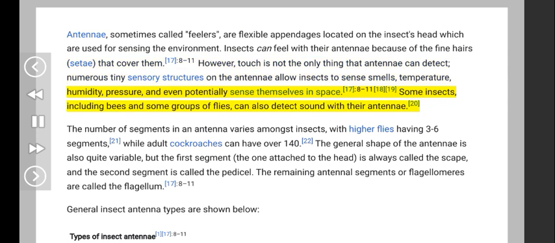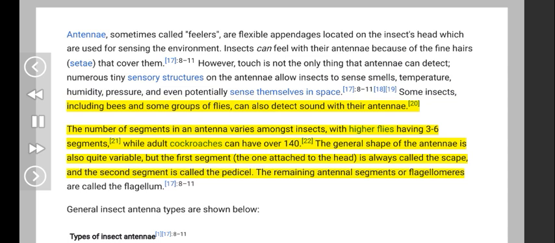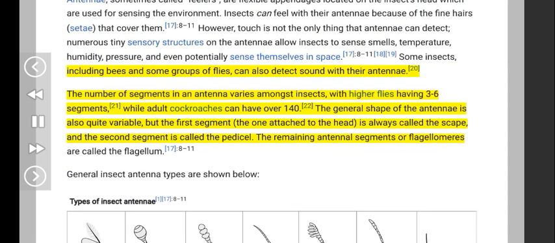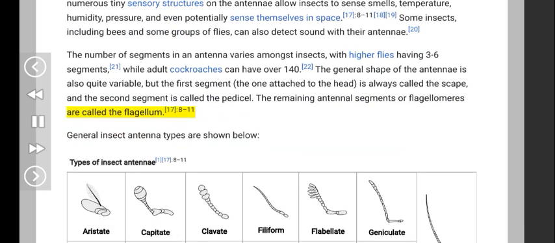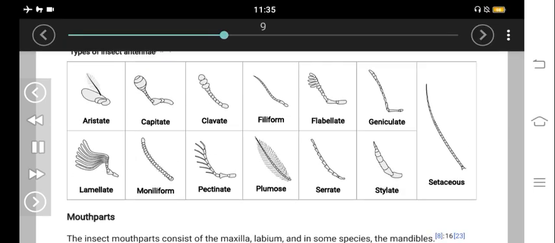Some insects, including bees and some groups of flies, can also detect sound with their antennae. The number of segments in an antenna varies amongst insects, with higher flies having 3 to 6 segments, while adult cockroaches can have over 140. The general shape of the antennae is also quite variable, but the first segment, the one attached to the head, is always called the scape, and the second segment is called the pedicel. The remaining antennal segments or flagellomeres are called the flagellum. General insect antenna types are shown below.